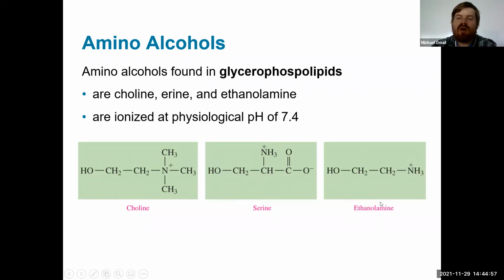Then finally, the simplest amino alcohol, which is ethanolamine, which has your hydroxyl group, then 2 carbons, then an amine group. Now we have it as the ammonium ion here because at a physiological pH, these will be ionized at that pH.